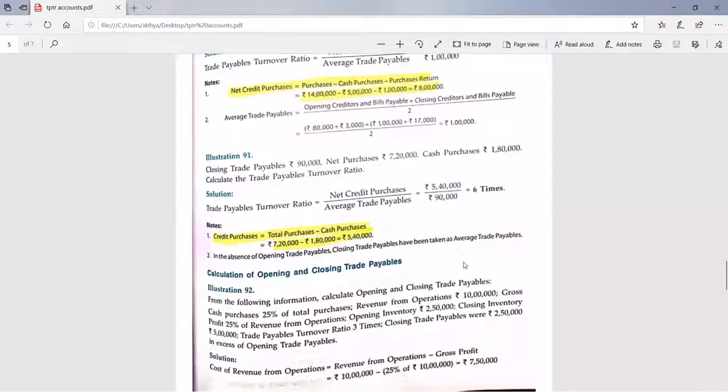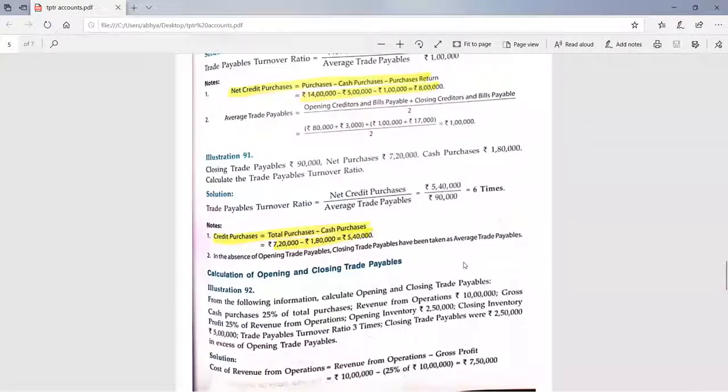So cost of RFO, first step, we will be finding out. Cost of RFO, I told you earlier too, that it's 7,50,000. One thing you can see in this question is very tricky and important question. In this question, no information is given about total purchases. So how we can find out the total purchases?